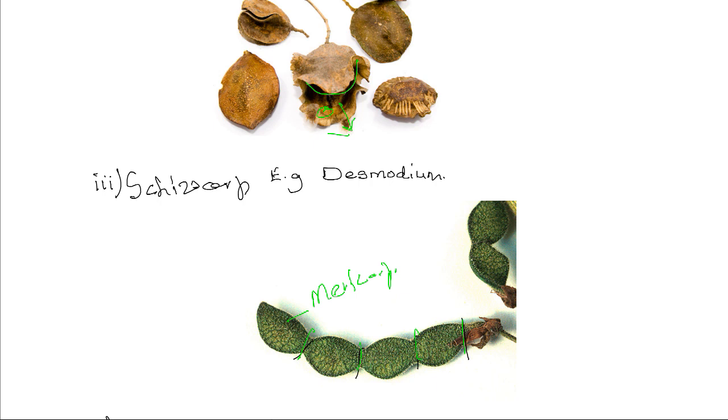Now, the schizocarp splits into several compartments, into several mericarps, and each mericarp contains one seed. Unlike the pod, which splits along the two edges, this one splits transversely, separating the individual seeds. So example is the desmodium.